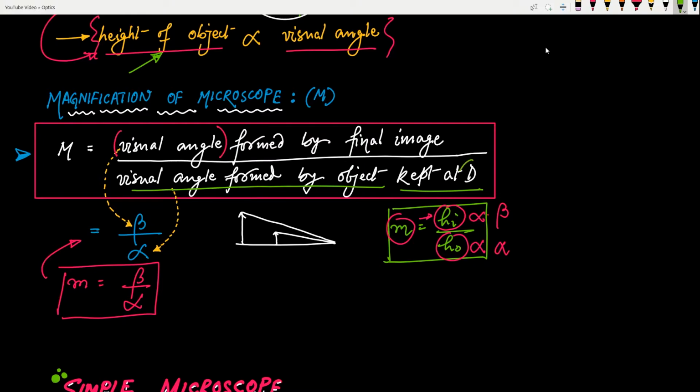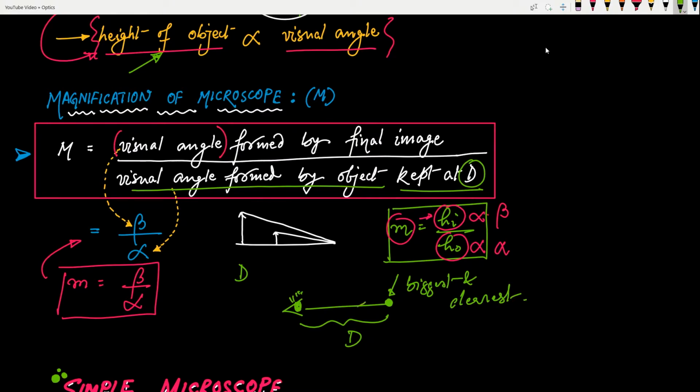Now we know, what is D? D is actually the distance of distinct vision. Now the distance of distinct vision is the minimum distance of the object from the eye, where if we keep the object, then we see the object the biggest as well as the clearest. So if this is our eye, and this is the object, and this distance is capital D, then at this position we'll be looking at this object the biggest and clearest. I hope this is clear.